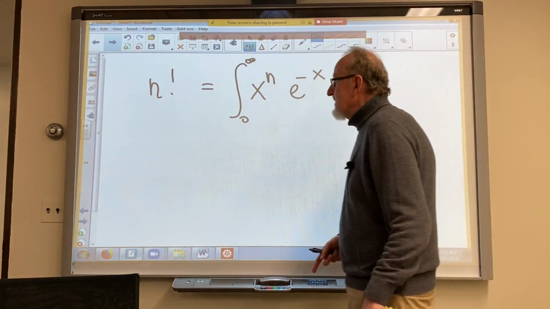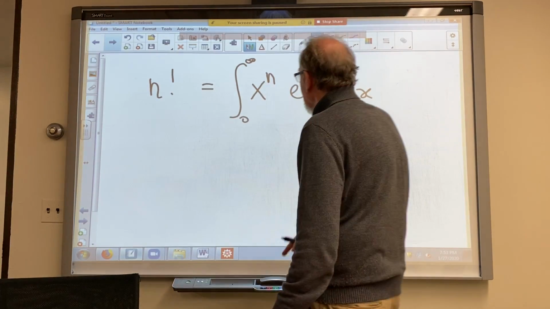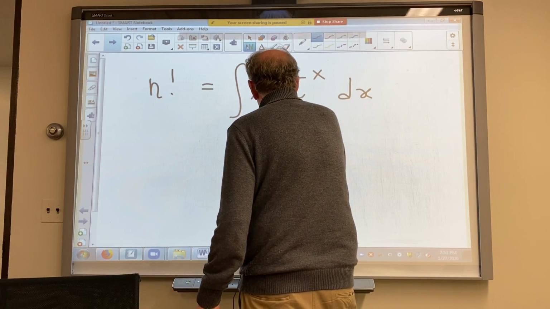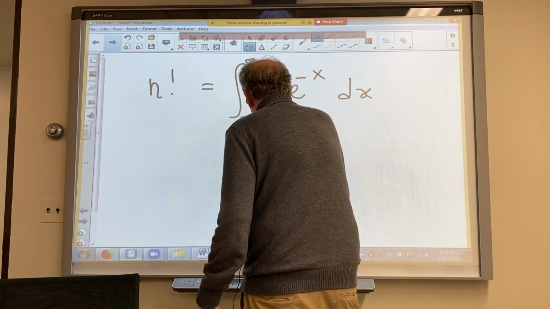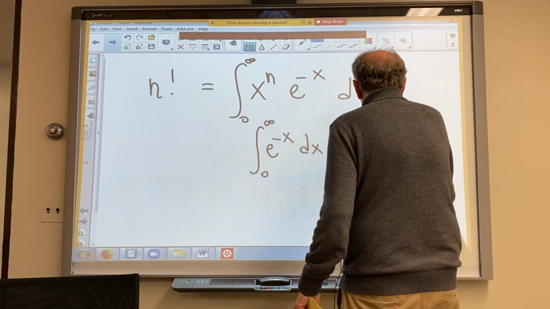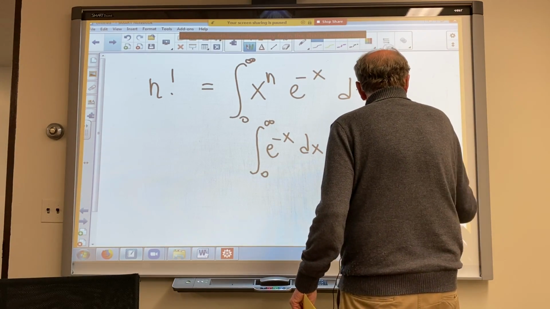For 0, the property is trivial. 0 factorial is the number 1. And when you have x to the 0, it's the integral of e to the minus x dx between 0 and infinity. And that is minus e to the minus x between infinity and 0.